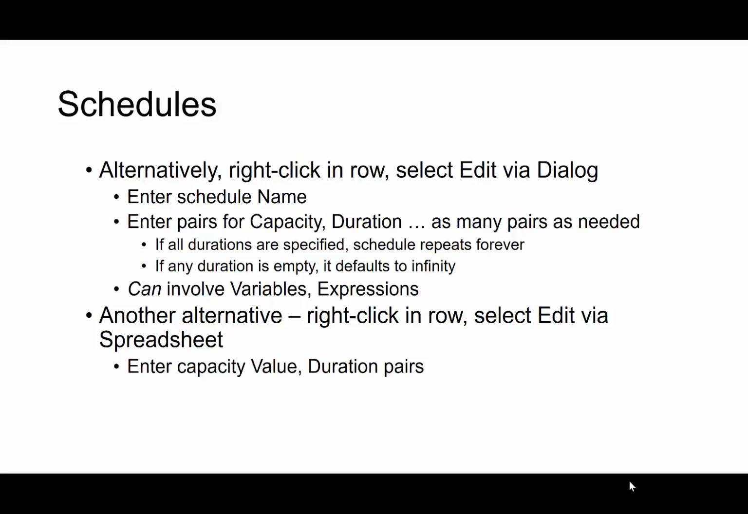Alternately, right-click on the row and then select Edit via dialog, and then enter the schedule name. We'll enter pairs for capacity and duration, as many pairs as needed, and then we can involve variables and expressions there. Another alternative: you can also right-click on the row and then select Edit for the spreadsheet and enter the capacity value and duration pairs there.